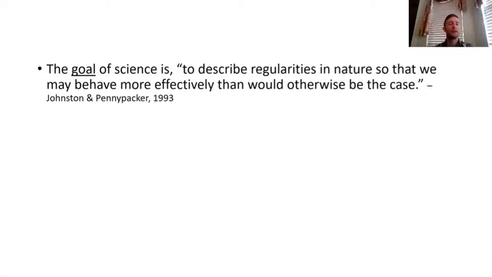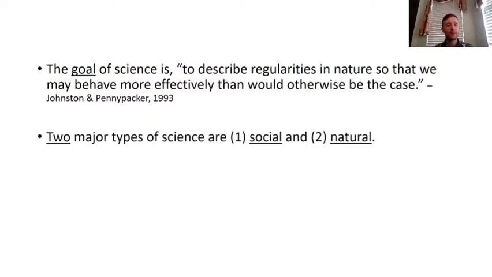Now the goal of science is to describe regularities in nature so that we may behave more effectively than otherwise would be the case. That's from Johnson and Pennypacker in 1993. And there are two major types of science that I want to differentiate between: social science and natural science. Now examples of social sciences are psychology, sociology, political science. Much of the research in education, in special education, that are not behavior analytic are considered social science. Now examples of natural science are chemistry, physics, biology, and behavior analysis.